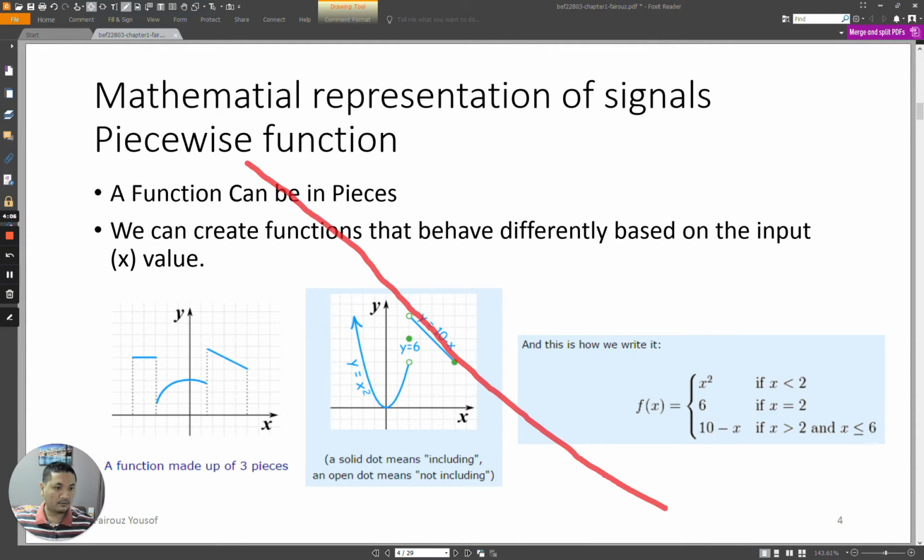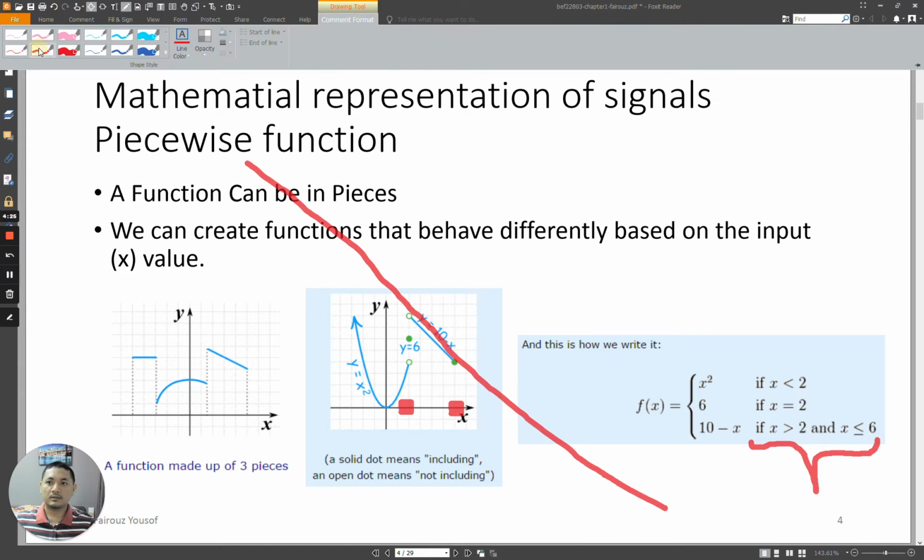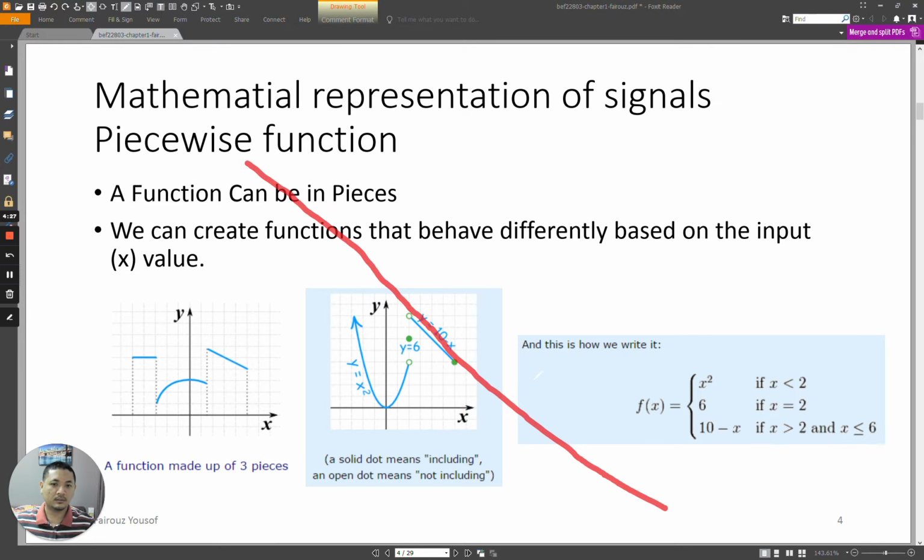However, when we have the limitation, right? This is only from x equals 2 to x equals 6. So from 2 to 6, right? From here to here only, right?